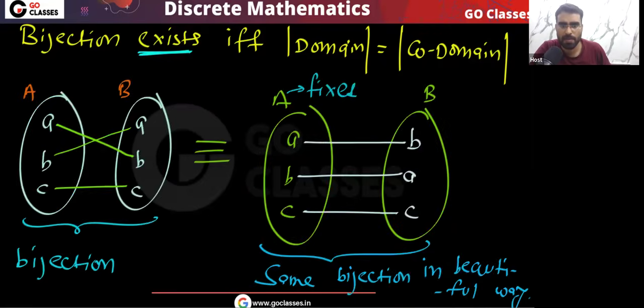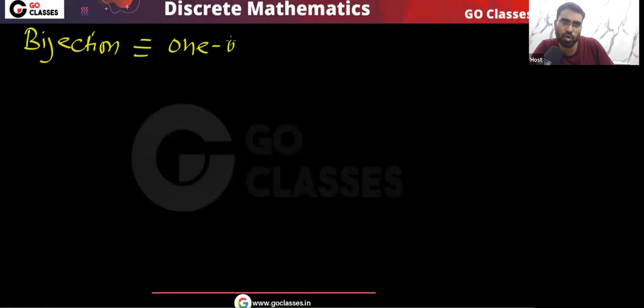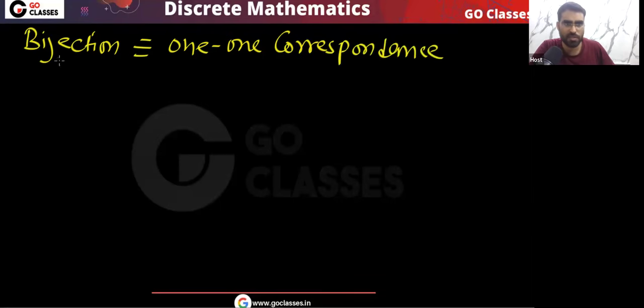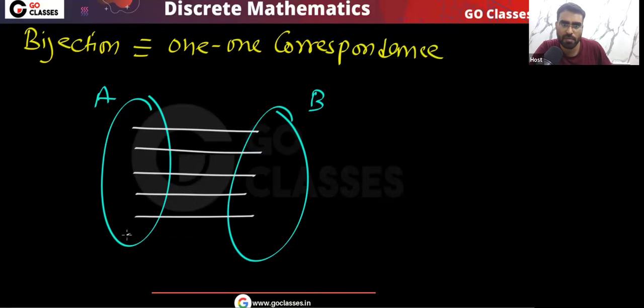Okay. So this is what I'm telling you now. Remember, whenever someone tells you bijection, which photo should come to your mind? This beautiful photo, this one to one correspondence photo should come to your mind, where they have the same cardinality. A cardinality is equal to B cardinality.